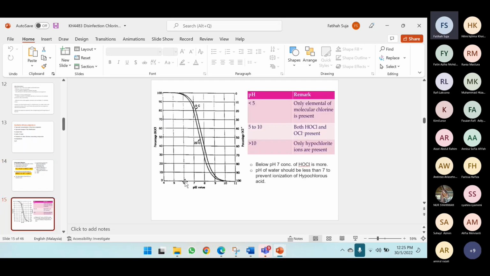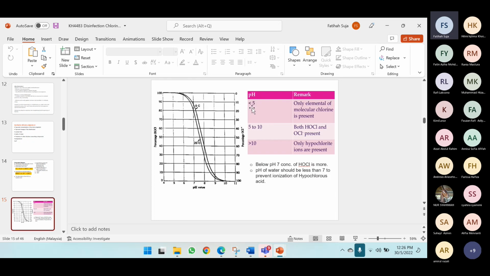Okay, you can see here what the best pH is. This is the percentage of hypochlorous acid, because for disinfection you want as much as possible that the available form is hypochlorous acid, because you know that it is 80 times more effective as a disinfectant. So we want to know what pH value favors the formation of this hypochlorous acid.